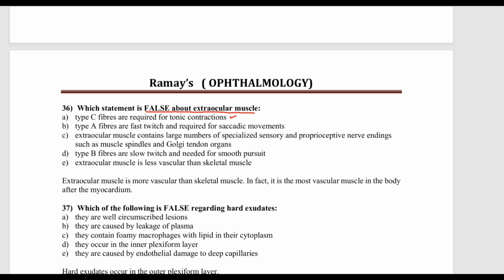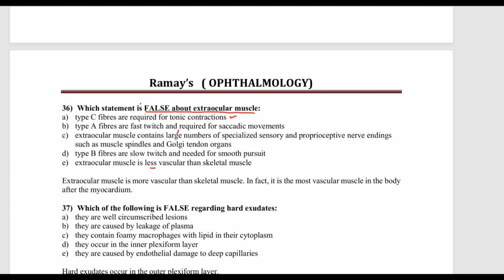extraocular muscle contains a large number of specialized sensory and pre-receptor nerve endings such as the muscle spindle and the Golgi tendon organs; type B fibers are slow twitch and needed for smooth pursuit movement; extraocular muscle is less vascular than the skeletal muscle.